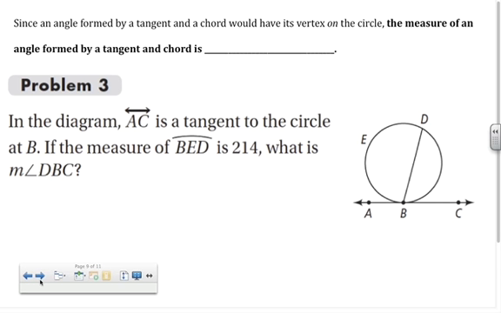So in that diagram, we have a chord intersecting a tangent. Since that angle is still on the circle, we treat it as if it's an inscribed angle. So the measure of the angle formed by a tangent and a chord is also half the intercepted arc.